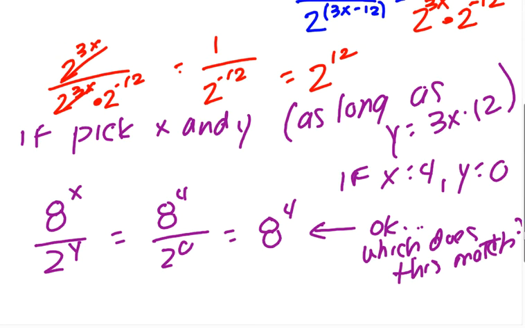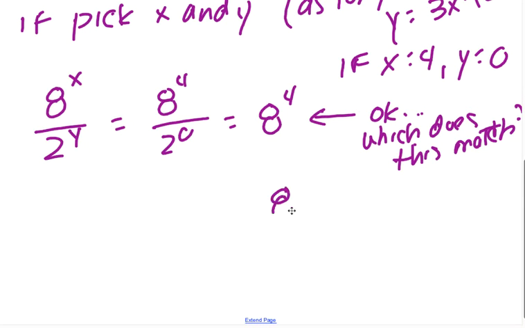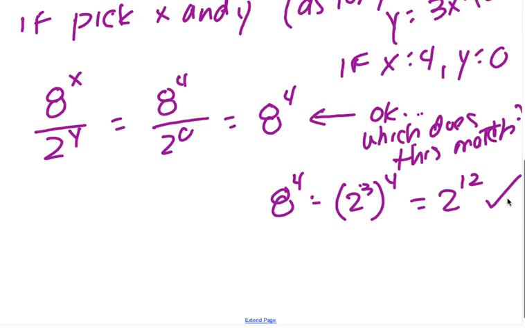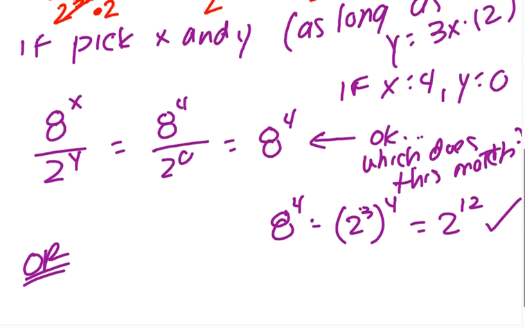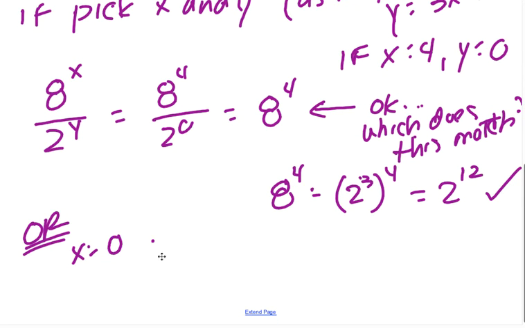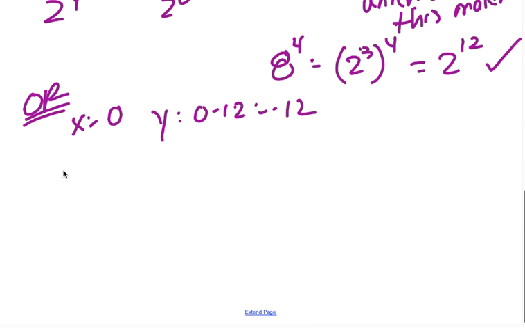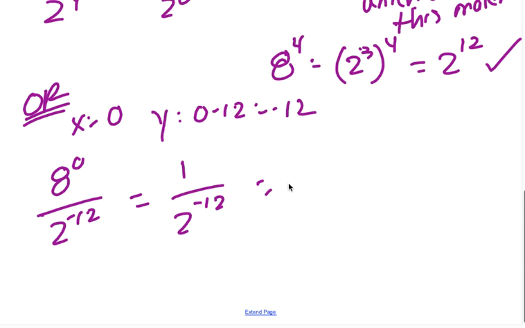I do know that 8 to the 4th is the same as 2 to the 3rd to the 4th, so there's my 2 to the 12th. So that's answer A. Or maybe that's not the one you spotted. Maybe the one you spotted was if x were 0. If x is 0, then y is 0 minus 12, which is negative 12. If you try the same thing, you get 8 to the 0 over 2 to the negative 12th. Well, that's 1 over 2 to the negative 12th, which is 2 to the 12th.